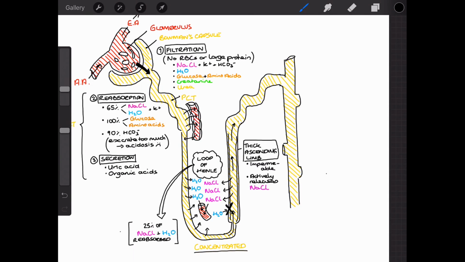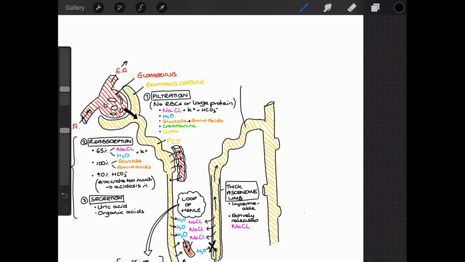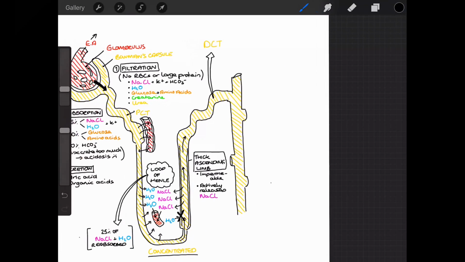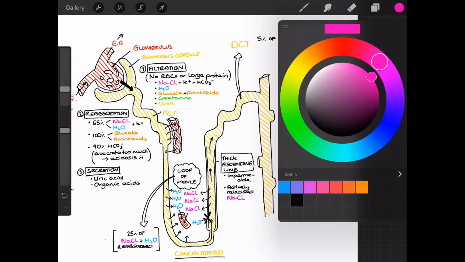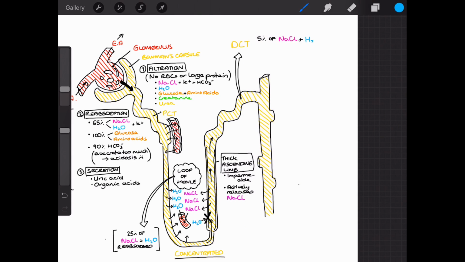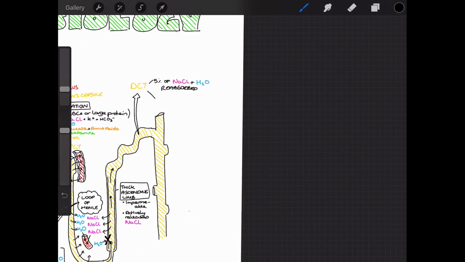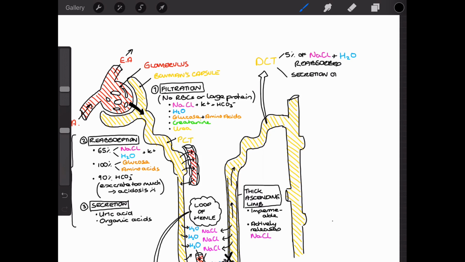The next part of the nephron is the distal convoluted tubule. A little bit more reabsorption occurs here too. We have reabsorption of about 5% of the water and about 5% of the sodium chloride and potassium, which was lost in the filtrate initially. So you can see that it's starting to add up. 65% in the proximal convoluted tubule, 25% in the loop of Henle, and now 5% in the distal convoluted tubule. We also get fine tuning of hydrogen and potassium here.